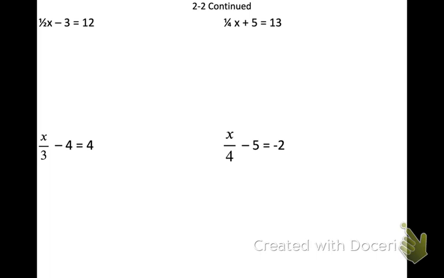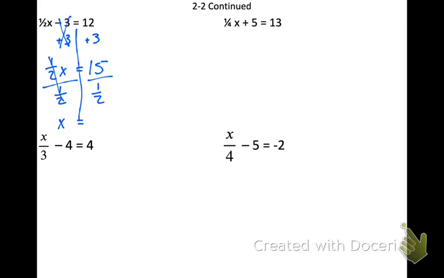With this first one here in the top left-hand corner, again, if I draw my line down here, first thing I want to do is add or subtract, then multiply or divide. So with this, I'm going to add the 3 to the other side first. When I do that, I'm left with 1/2 x is equal to 15. And then I can go ahead and divide both sides by 1/2, which again gets the x or the 1/2 to disappear, and I get x is equal to 30.